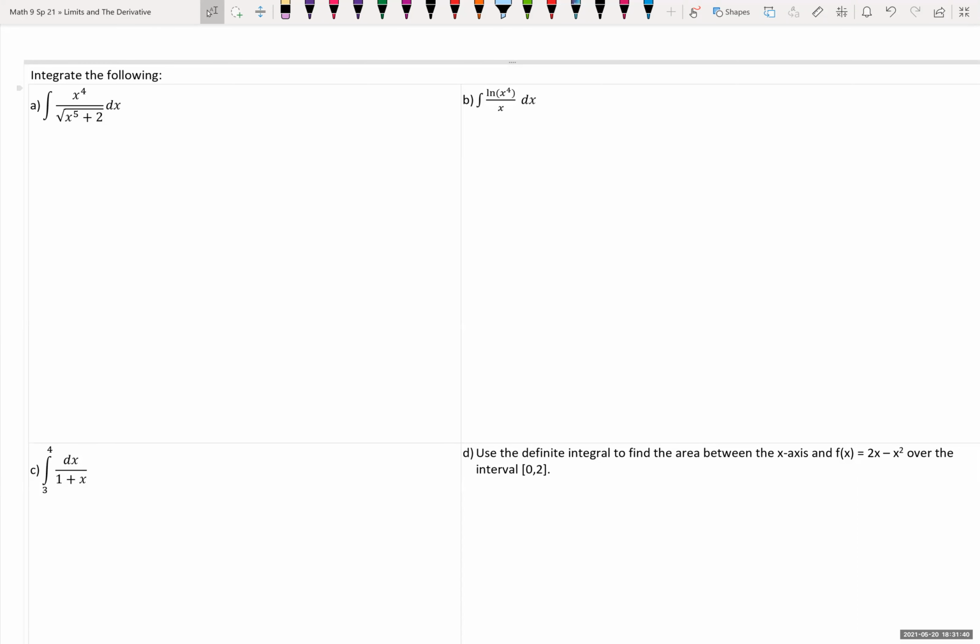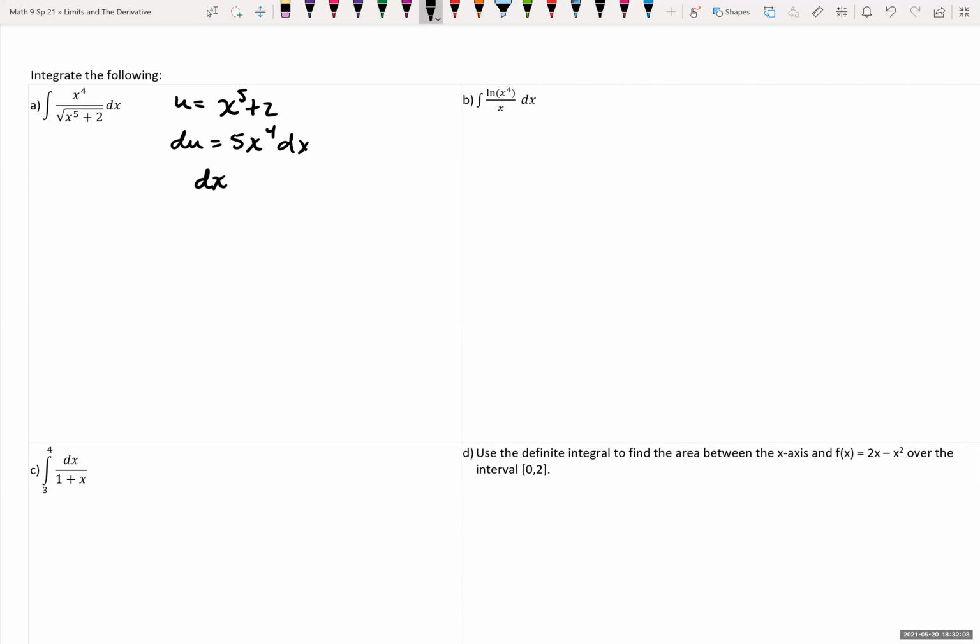Okay, so the other version, version B, same sort of idea, a page of definite integrals. Again, you need to use u-substitution here. In this case, you're going to let u be what's underneath the radical, the x to the 5th plus 2. Differentiate. So we get du is equal to 5x to the 4th dx. And then solve for dx, we get dx is du all over 5x to the 4th.